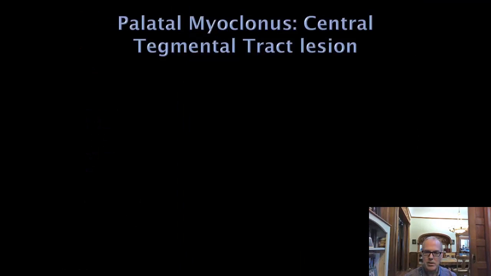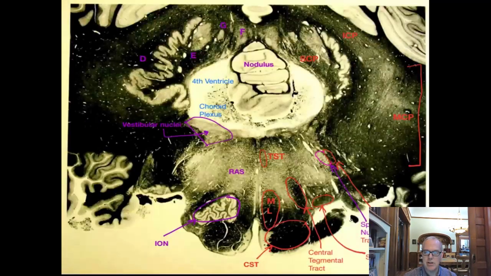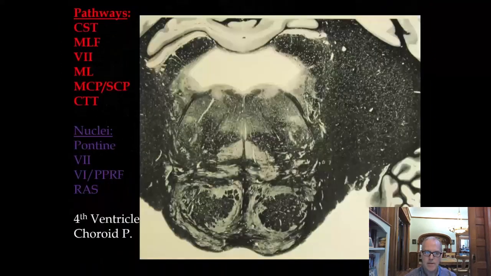All right, so palatal myoclonus, I mentioned, with a lesion of the central tegmental tract. And here are all of the labeled structures. Again, of these, only the ones that have an asterisk in the handout you're responsible for.